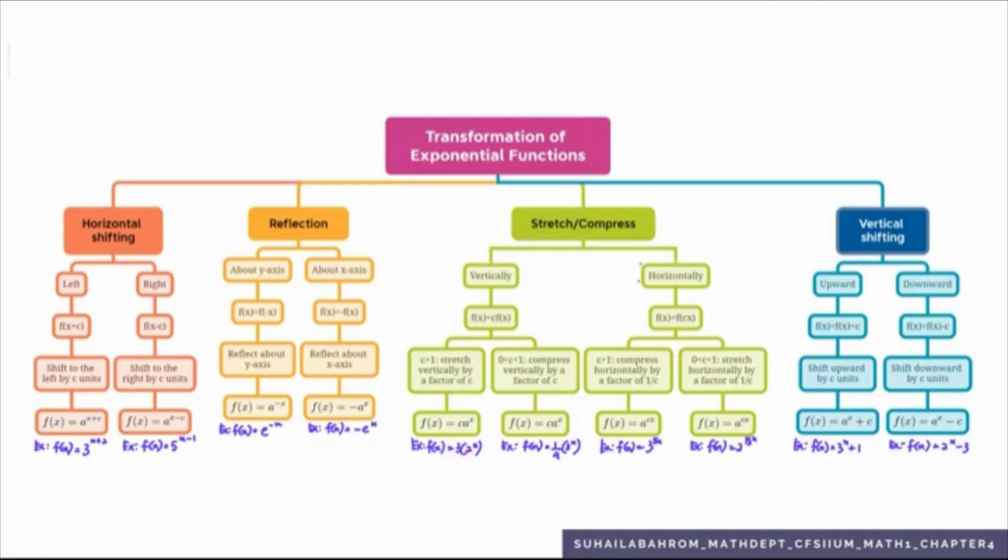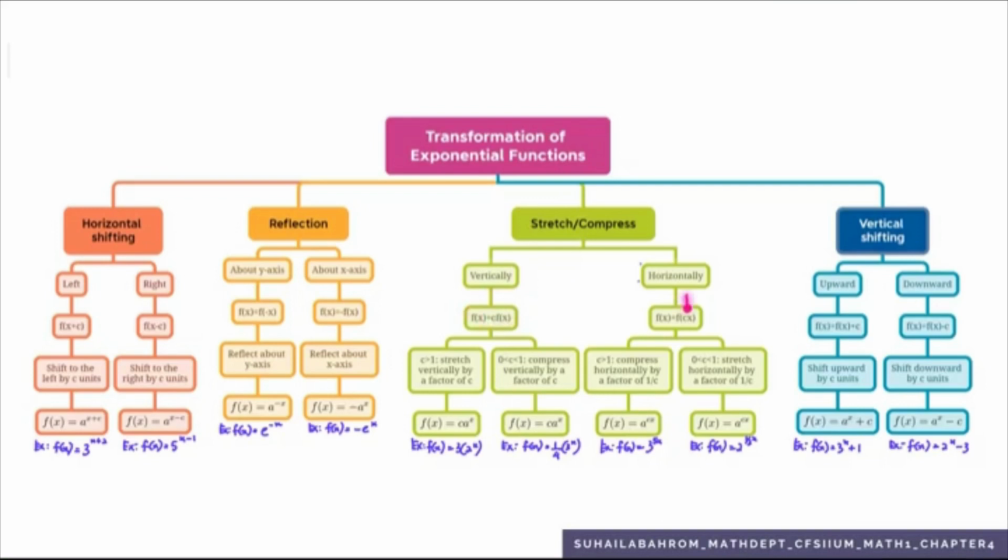And then when the c or the factor is between 0 and 1, for example, we have 1/4 times 3^x. The basic graph is 3^x, and since there is a factor in front of the function and the value of c is between 0 and 1, the transformation technique is compressed vertically by a factor of c. So this is when the factor is in front of the function.